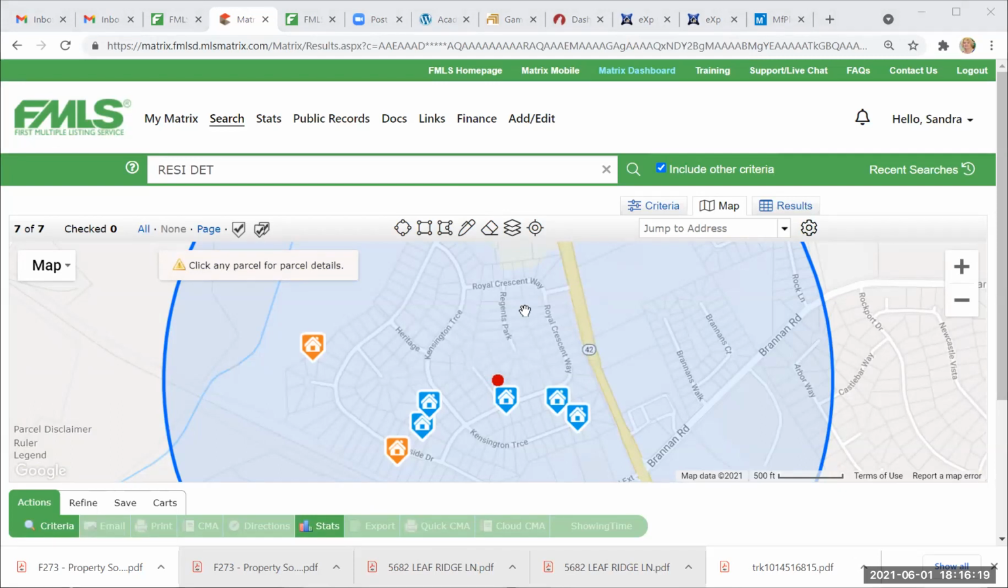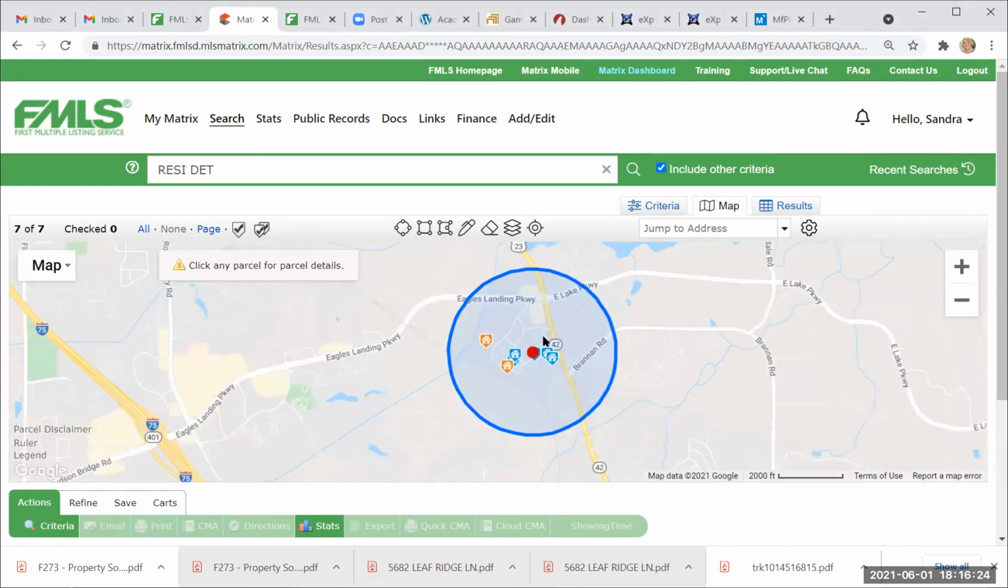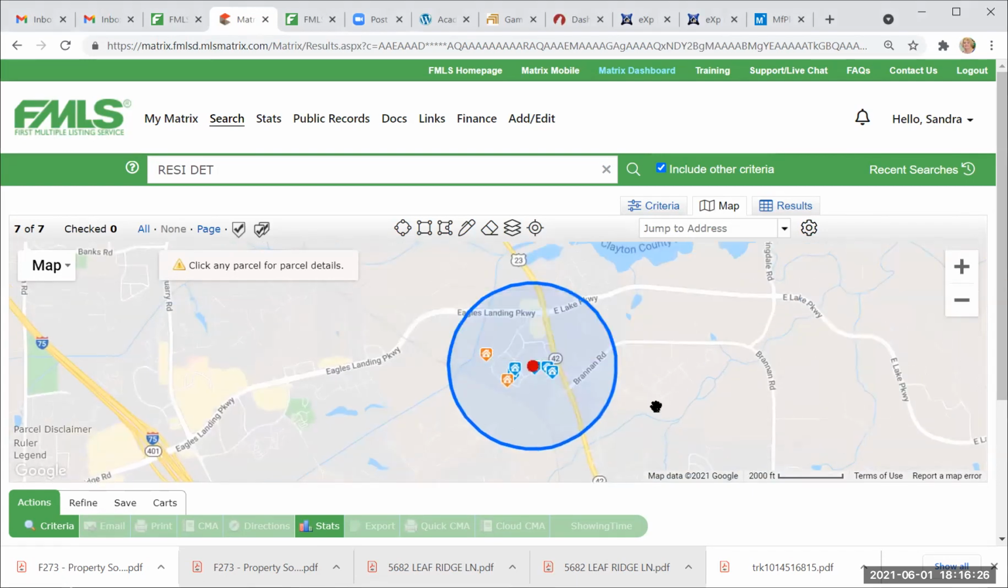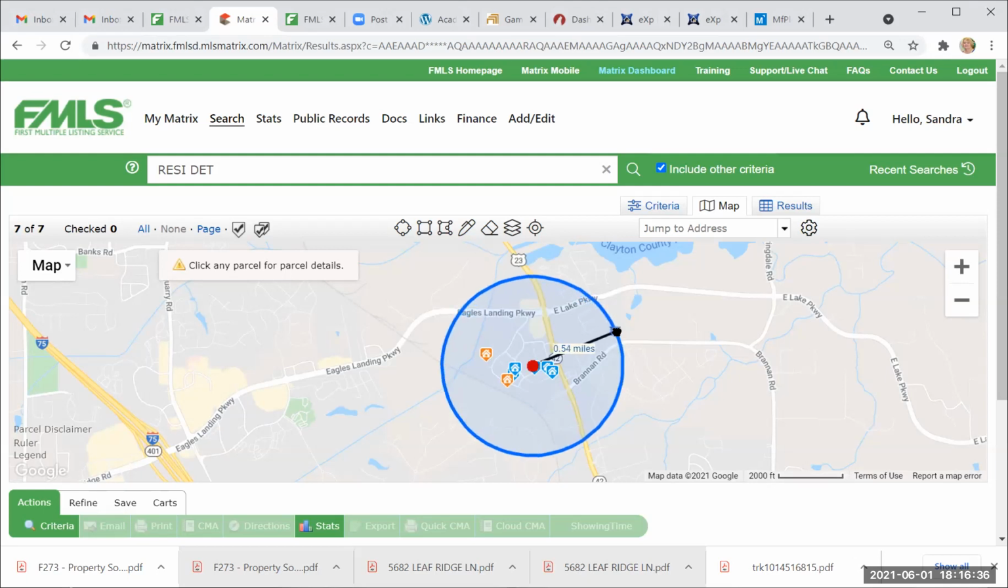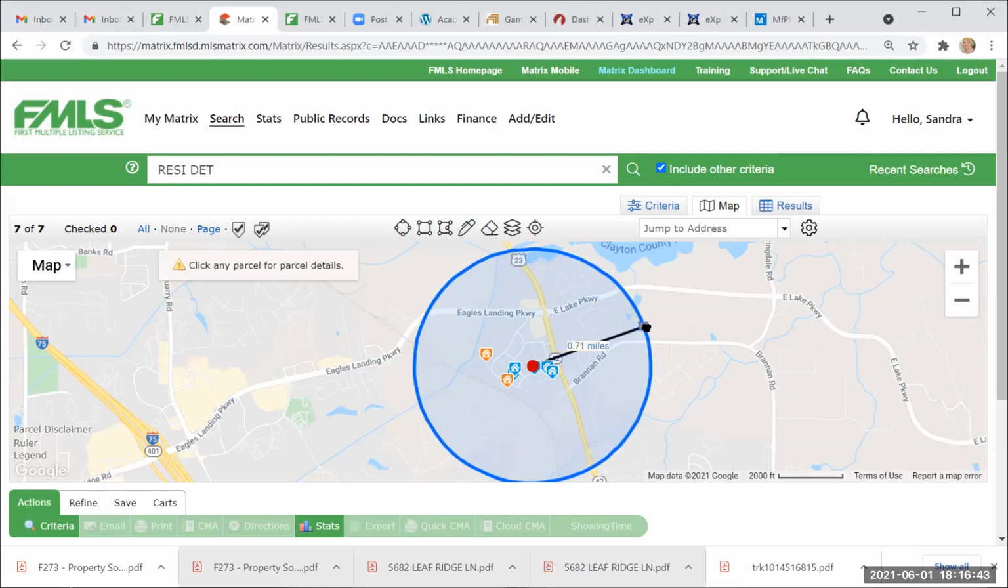Now I can pull my circle out. So I've got 7. I want to pull it a little bit more because I just happen to know, and you know this area better than I do, Dante, that this is a pretty dense area. There's a lot of homes in that area that are very similar, built around the same time. I remember when they first built Eagles Landing. So I'm going to pull this out just a little bit more just to see what else I get.